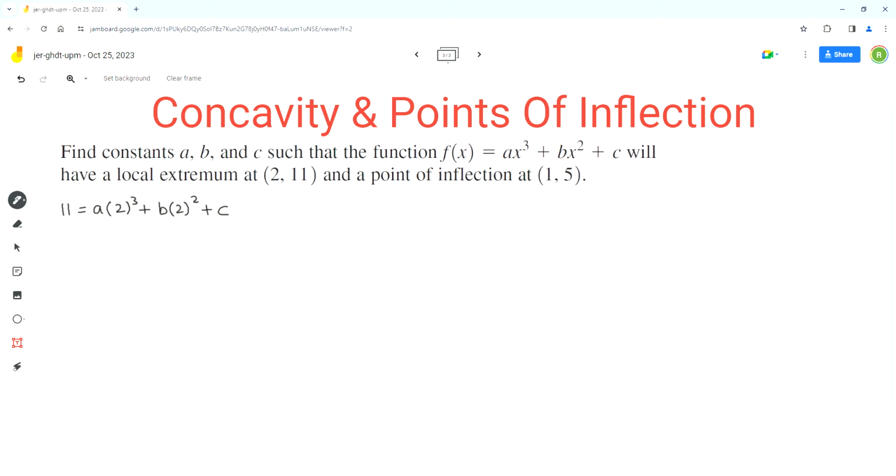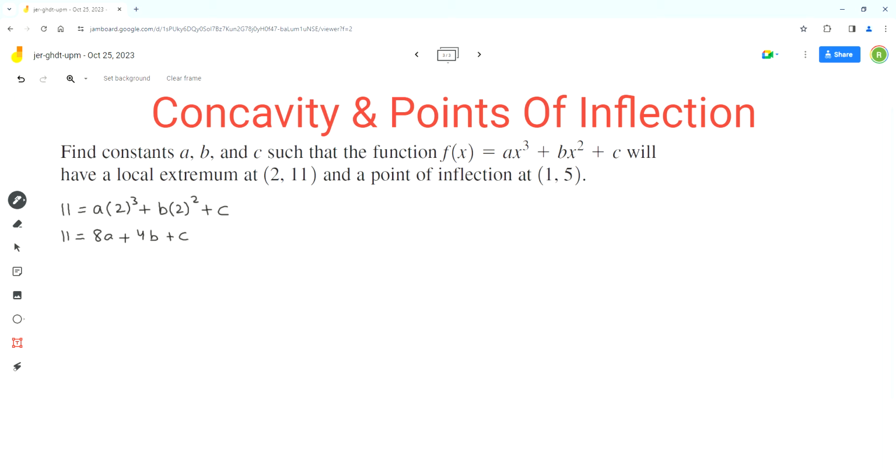Now we can simplify this equation. So 11 equals, 2 to the power 3 is 8, so we get 8a plus, now 2 squared is 4, plus 4b plus c. So this is the first equation we get in terms of a, b and c.